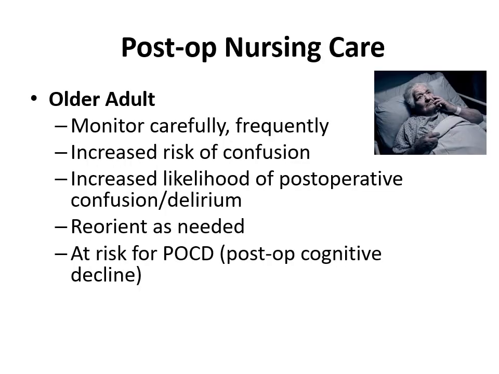For your older adults, you want to monitor them very carefully and frequently. They're going to have an increased risk of confusion and post-operative cognitive decline. So there are some older adults that when they go home will have a much longer recovery period, even up to weeks, where they'll have some cognitive decline, where they'll have confusion that lasts for a longer period afterwards, whereas a younger adult wouldn't have that.